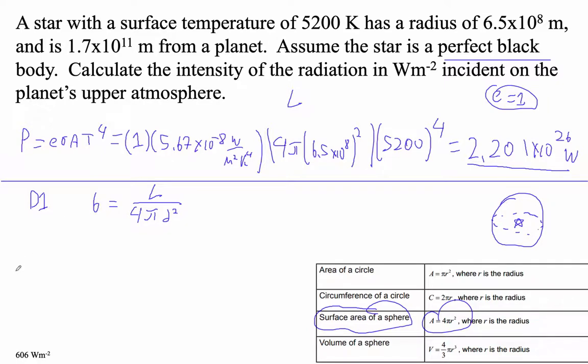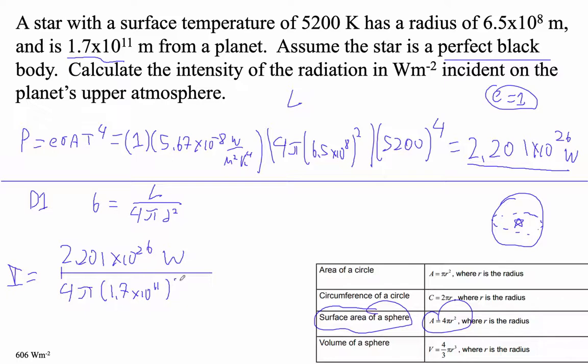So the intensity, the watts per square meter, is going to be this 2.201 times 10 to the 26th watts divided by 4 pi, and then we are 1.7 times 10 to the 11th meters from the planet, 1.7 times 10 to the 11th, and then square that, and this is meters, right? So we'll get watts per square meter, okay? So I'm going to take this number on my calculator, divide by parentheses 4 pi 1.7 E11 squared. I'm relying on this calculator to do the right thing, which makes me nervous.